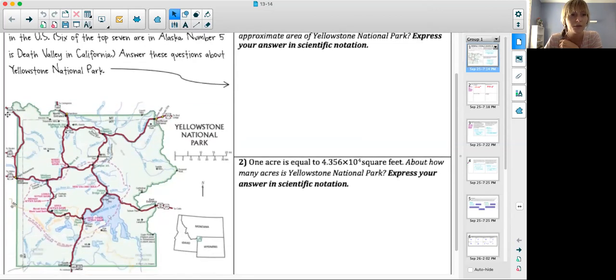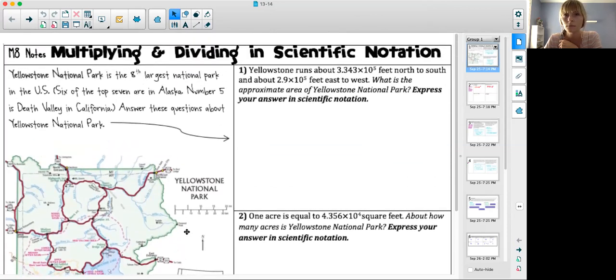North to south is this direction. East to west is across the bottom there. So what are they doing here? They're giving me the length and the width of this rectangle, the base and the height of this rectangle. So I'm supposed to calculate the area. Does anything come to mind if I ask you about area of a rectangle? Oh yeah, length times width.